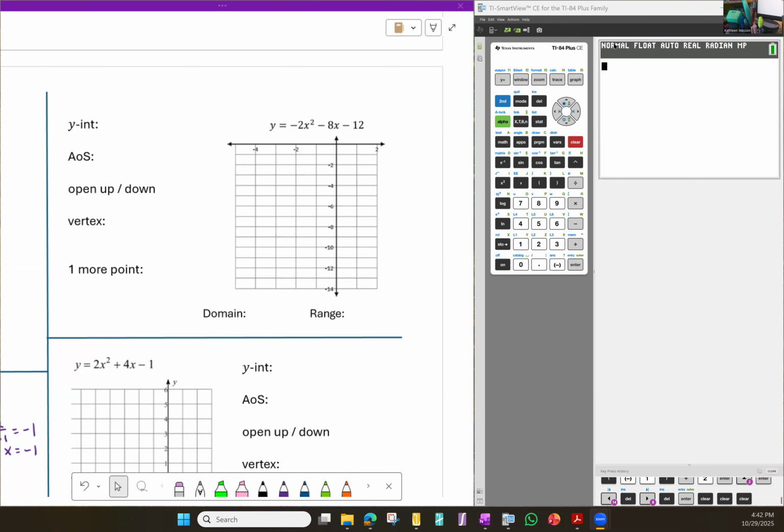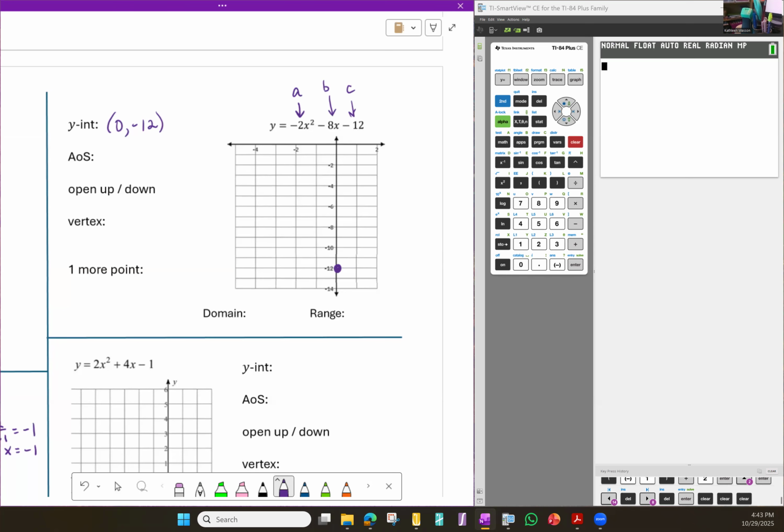I have a couple more examples to work through for graphing from standard form. The first thing we can look at is where the y-intercept would be. That should be, if this is A, this is B, and this is C, the y-intercept is at (0, C). So that'll be (0, -12).